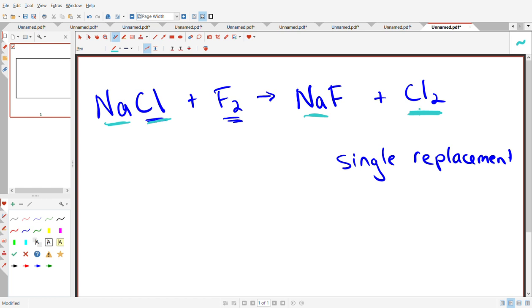You have 1 Cl here and you have 2 Cl's here, so you have to put a 2 in front to balance it. So now we have 2 Na's, 2 Cl's, 2 Cl's, but 1 Na, so you have to put a 2 there. But now the F's are balanced. We have 2 F's here, 2 F's here, and we're balanced. Sometimes we put a 1 in front, but you don't have to.